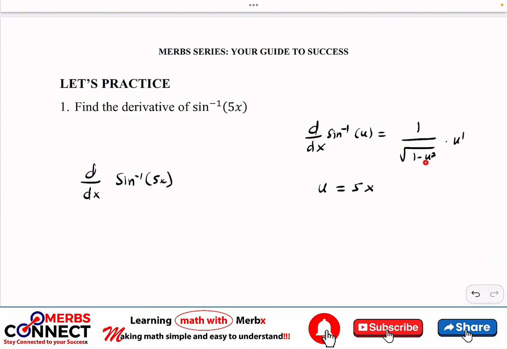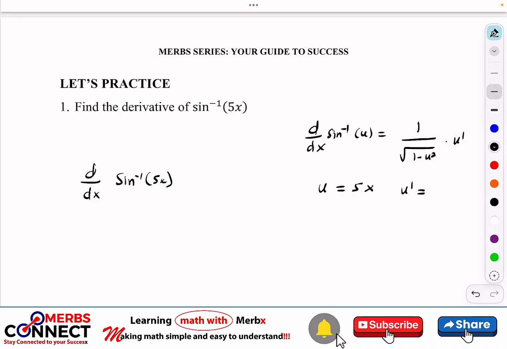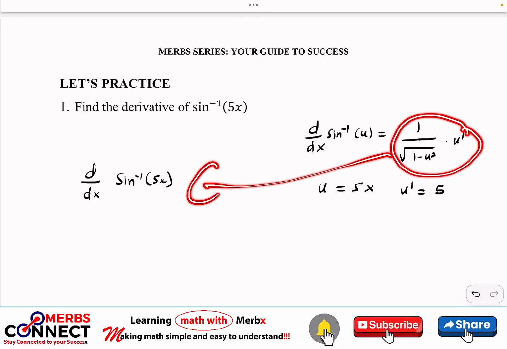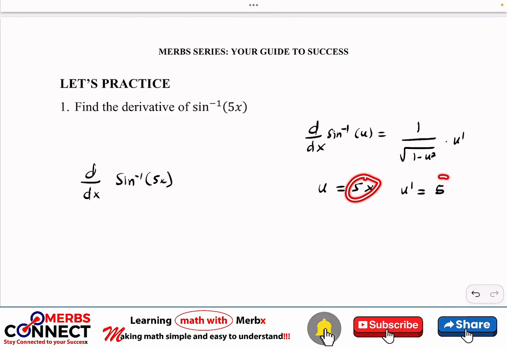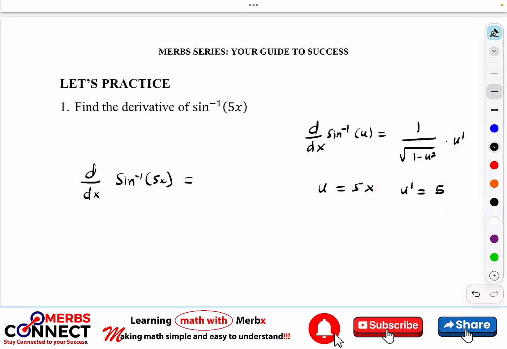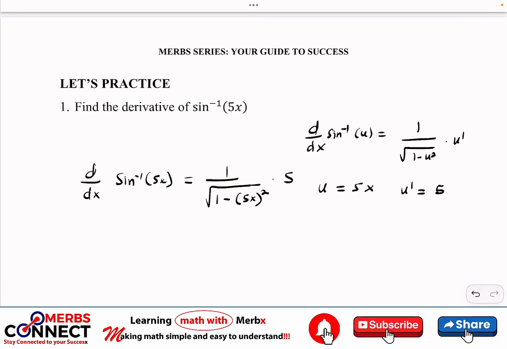Then looking at the formula, we have u and we need u prime. So let's find u prime. What is u prime? U prime is going to give us 5. Now we are going to write this formula by changing all the u to this and u prime to this. So this is going to be 1 divided by square root of 1 minus 5x squared times u prime, which is 5. What did I do? I just did substitution. U is 5x, so I have my 5x here. U prime is 5, so I have my 5 here.